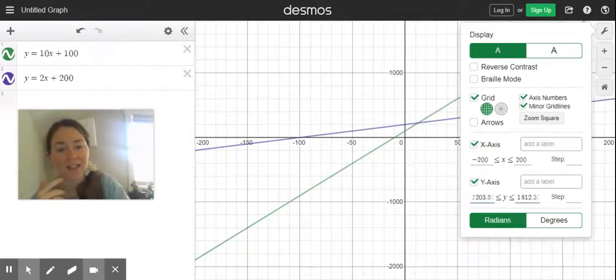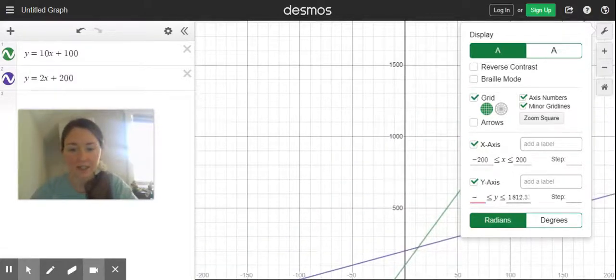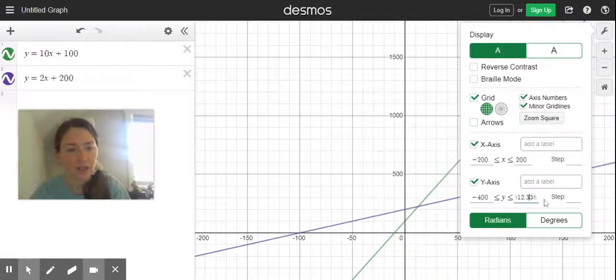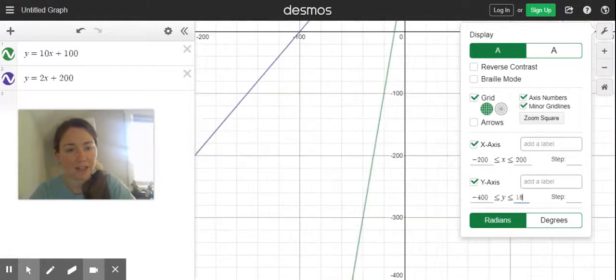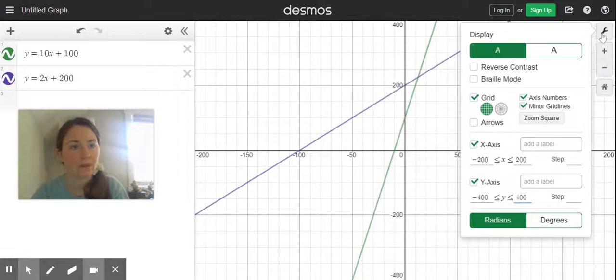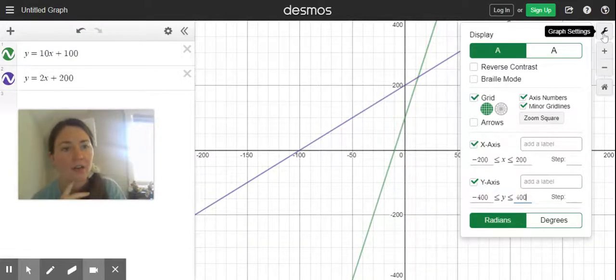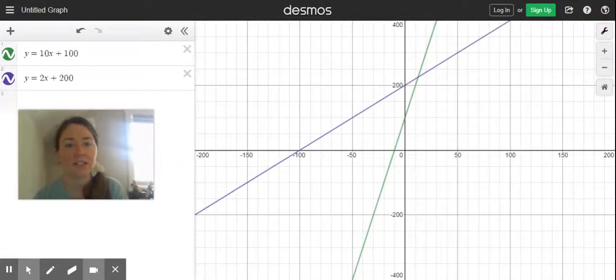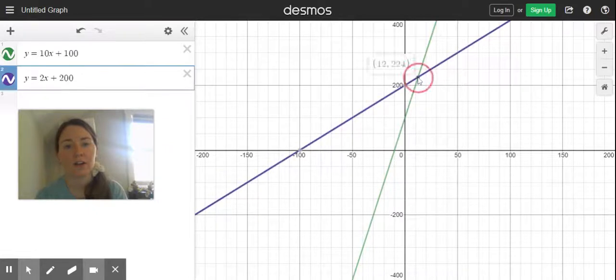And now the y-axis, we had said we were going to adjust to just negative 400 to positive 400. Okay. And now when I click that wrench again and close the settings, I have a really nice view of both of these lines along with a good view of that point of intersection.